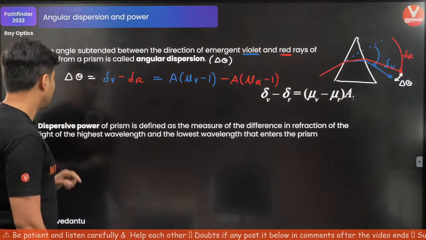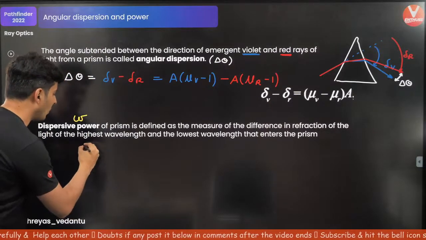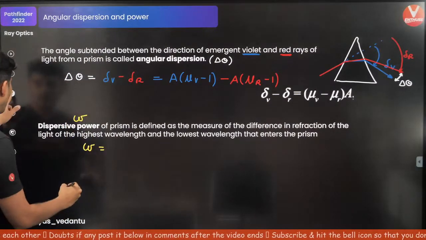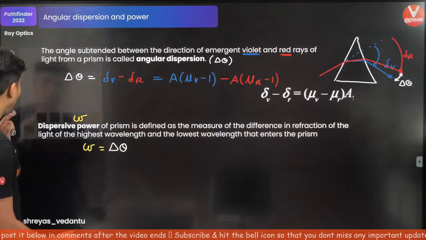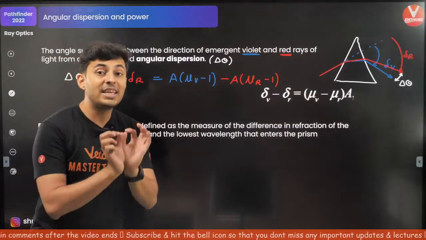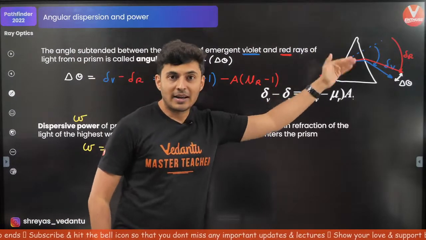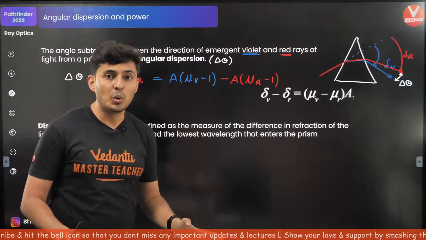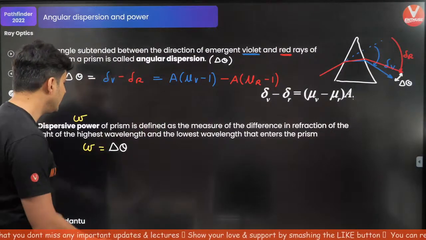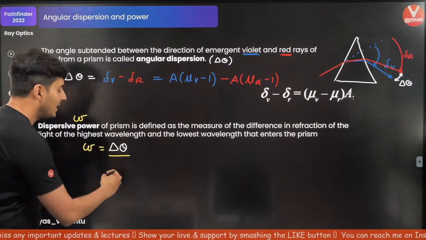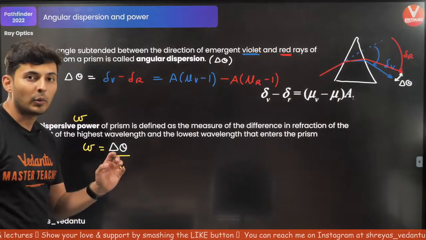Usually the symbol for that is omega. Now, what does this omega stand for? Observe this. It is nothing but how much the light spreads, delta theta, upon the deviation of the average color. The average color of the rainbow is yellow. Violet is extreme, red is extreme, the average is yellow. So it's the deviation of the average color. Basically, it is delta of yellow. That's what omega is.